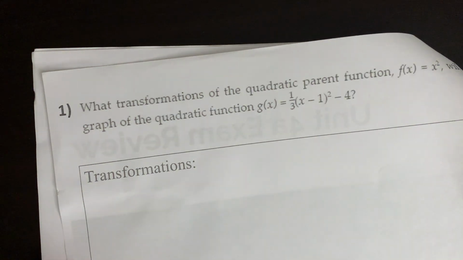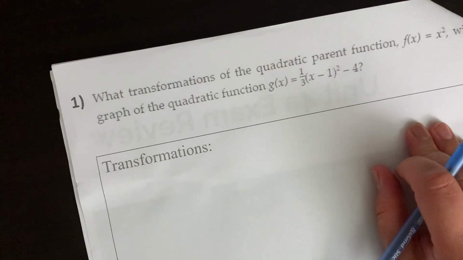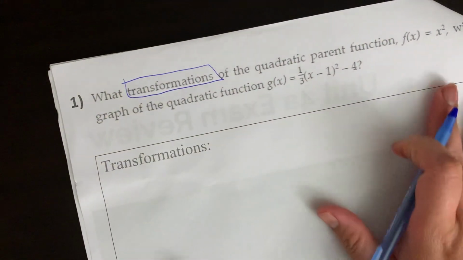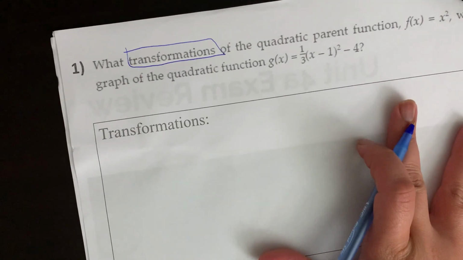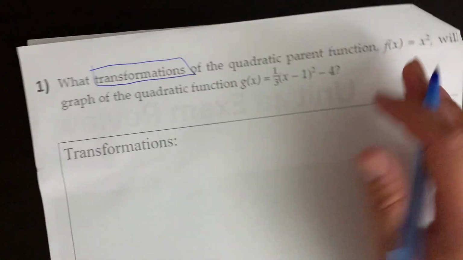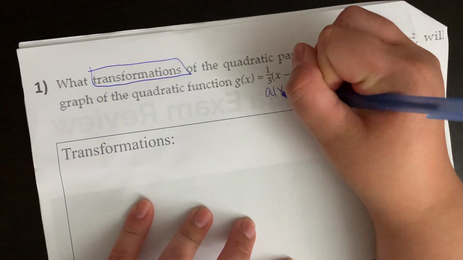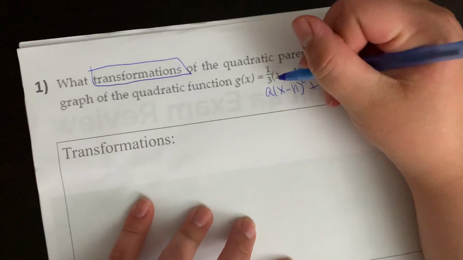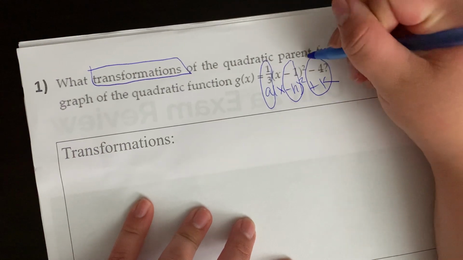Okay, so number one. What transformation of the quadratic parent function, right? So we already know it's asking for transformation. So we know this is vertex form, right? Because that is the ideal form you want when you're doing transformations. So a(x - h)² + k, right? So we know this is a, this is h, and this is k.